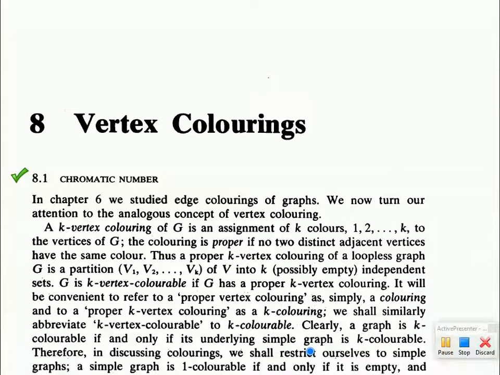Or if you prefer, and that will be important in a computation we'll do, if you get a loop, then immediately you have no colorings. And if you have multiple edges, it does not matter. If you have 3 or 4 edges, it does not matter. It's the same thing as having one edge between those two vertices. So the problem of vertex coloring a graph and its underlying simple graph is the same.